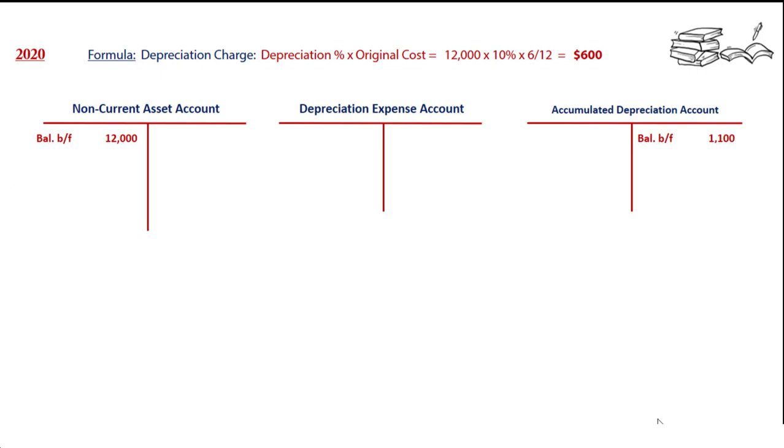Then we come and debit the expense account in the name of accumulated depreciation and credit the accumulated depreciation account with $600. So now the accumulated depreciation will have a balance of what? $1,700: $1,100 for 2019 and $600 for 2020.